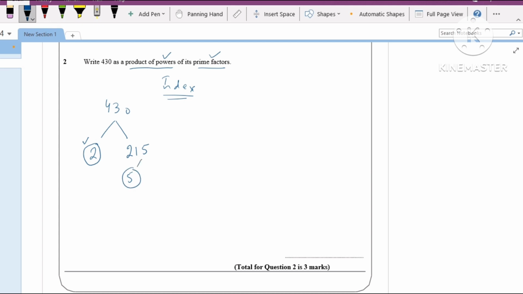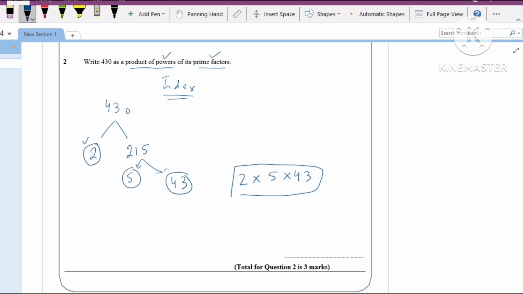215 divided by 5, so 5 4s are 25, and 43 is a prime number, so leave this till this point. So the answer is 2 times 5 times 43, because there is not a repetition of any number, so it will be left as it is.